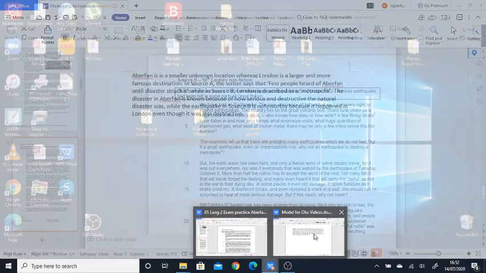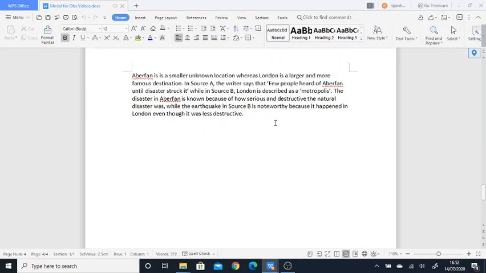Now, if I turn to the model paragraph, all I'm doing here is looking at, I'm going to compare, give evidence, and then give an inference. So Aberfan is a smaller unknown location, whereas London is a larger and more famous destination. Clear difference. Okay. Next thing we give is the evidence. Okay, and so we'll say the writer says that few people heard of Aberfan until the disaster struck it, while in Source B, London is described as a metropolis. So here I'm just giving evidence, trying to embed the evidence as well.